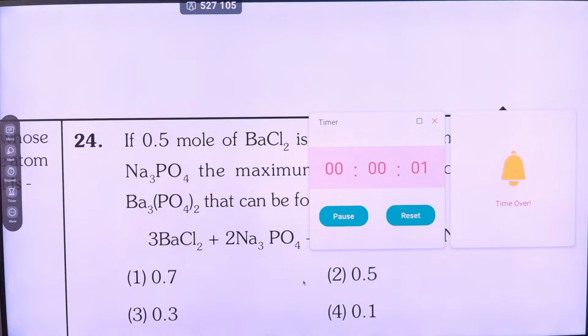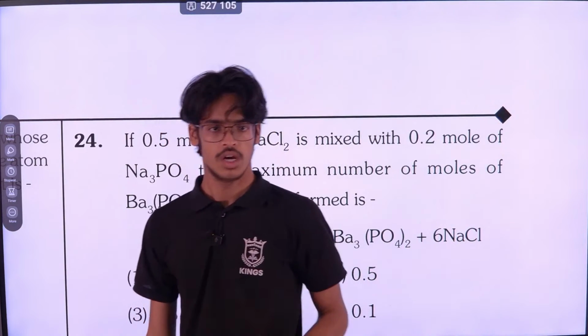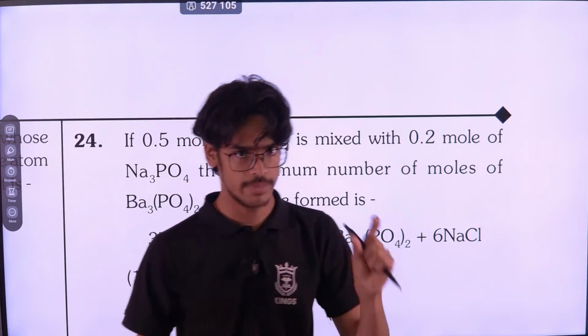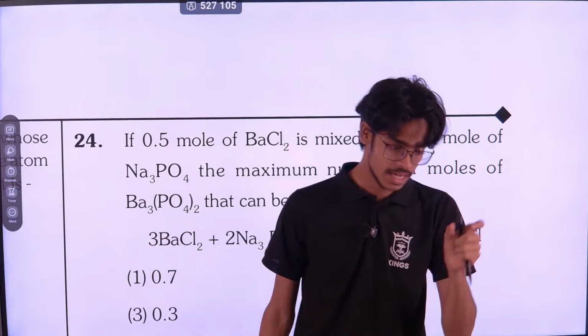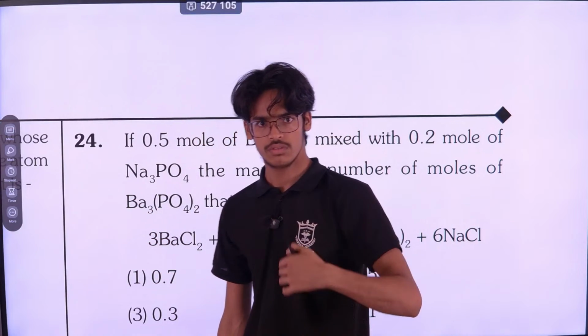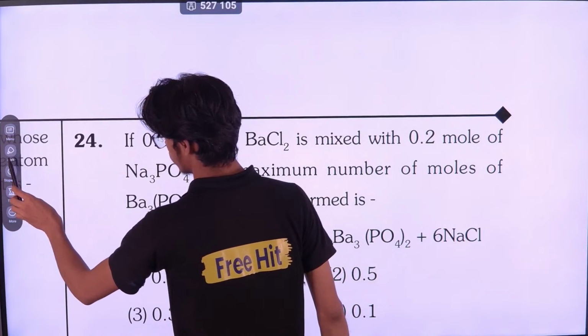Okay, done guys. We first need to find the limiting reagent. Once we know which compound is the limiting reagent, which is not letting the reaction go fully, according to that compound we are going to do the calculations. So see, how do you find the limiting reagent?